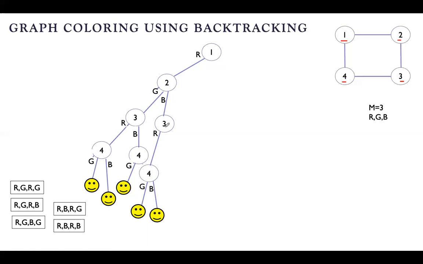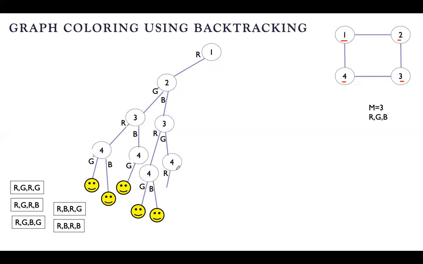Go back to vertex 3. R you checked. Next, you have to check for green. Whether green is allowed for 3. Right now, it is allowed because it is not at all used in the previous vertices. So, green is allowed. Next, again, when you are in vertex 4, you have to check for RGB.